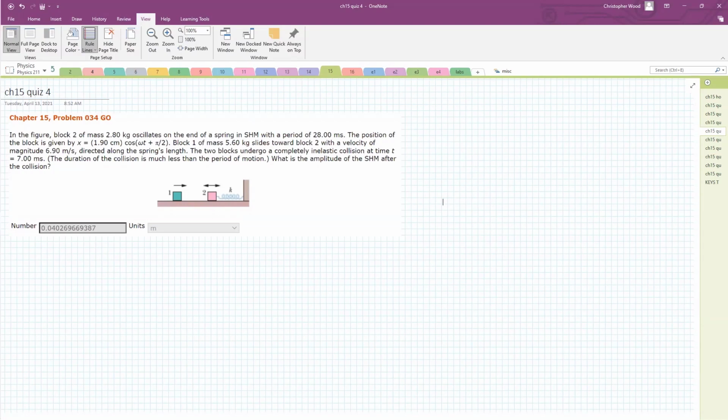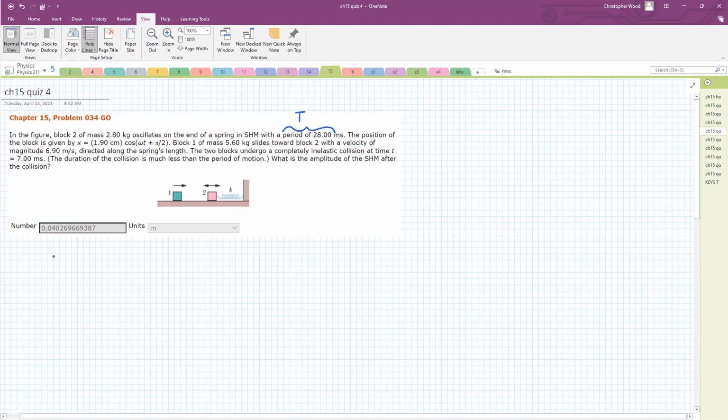Once again, we have a collision, except now block 2 is bouncing back and forth. Block 2 is oscillating. So block 2 is not just sitting there at rest. Block 2 is undergoing simple harmonic motion. And in fact, we know the period. This is the period T for M2. So for sure, it's bouncing back and forth according to simple harmonic motion.